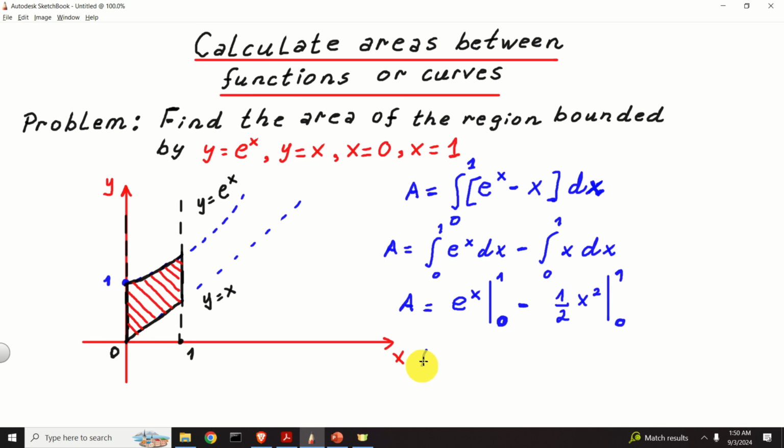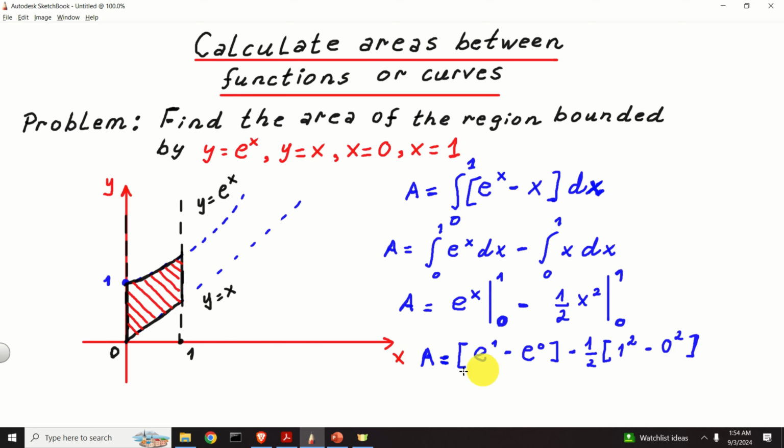Let's continue. Area becomes, let's substitute. This vertical bar is evaluated like this. We have e to the power 1 minus e to the power 0, minus 1/2, and we do the same thing for this quadratic function. We have 1 to the power 2 minus 0 to the power 2. And that's it.